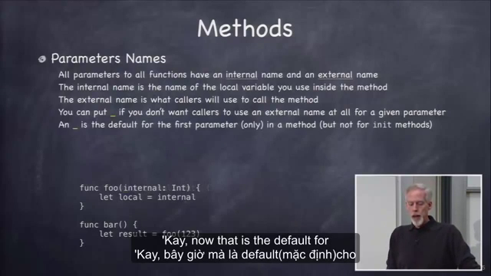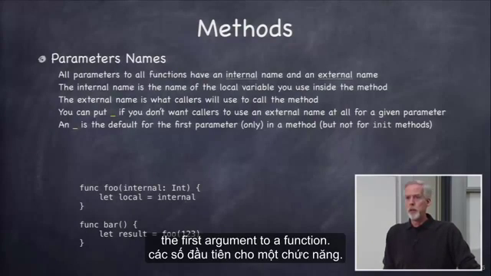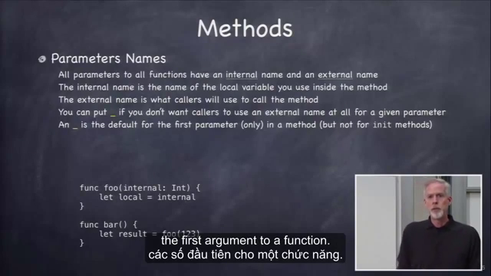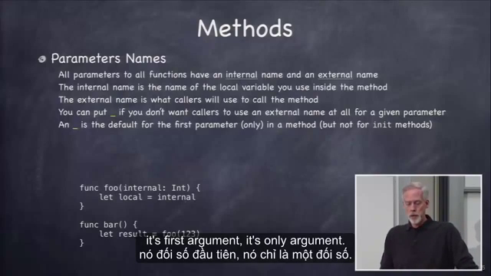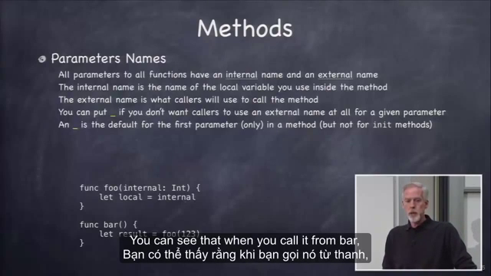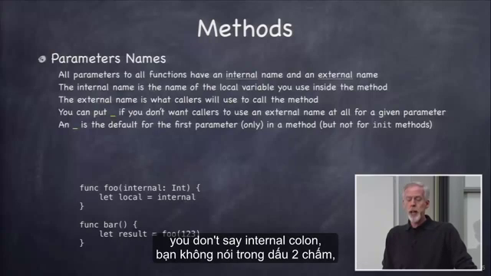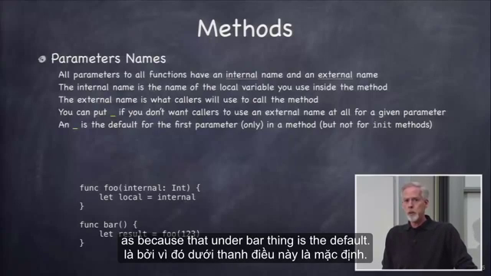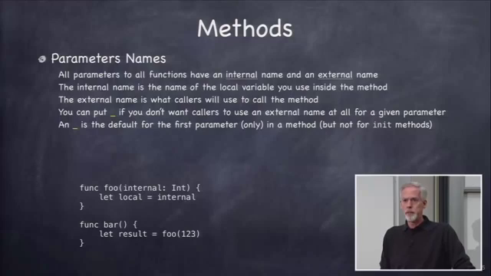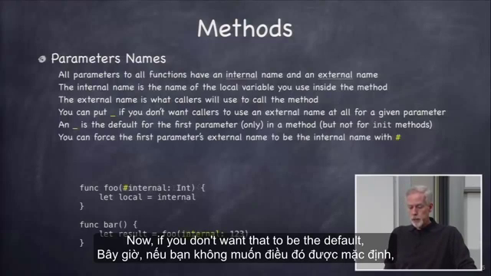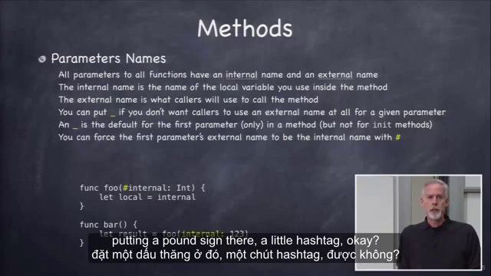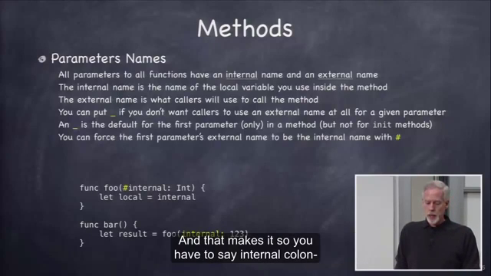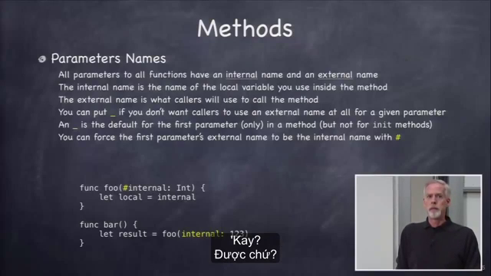Now, that is the default for the first argument to a function. So foo only has one argument, its first argument, its only argument. You can see that when you call it from bar, you don't say internal colon. That's because that underbar thing is the default. Now, if you don't want that to be the default, you can force the first one to be required by putting a pound sign there, a little hashtag. Okay? And that makes it so you have to say internal colon. Okay?